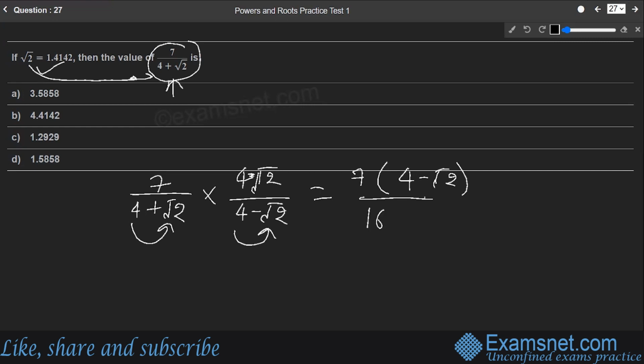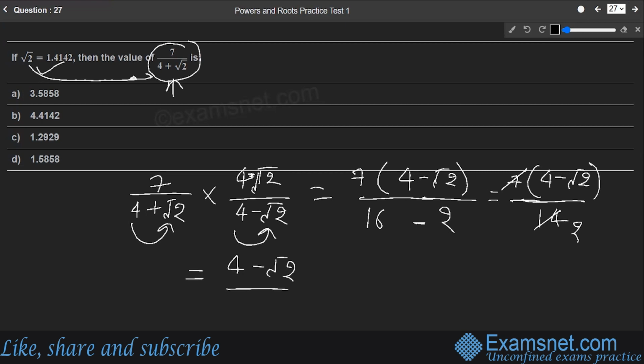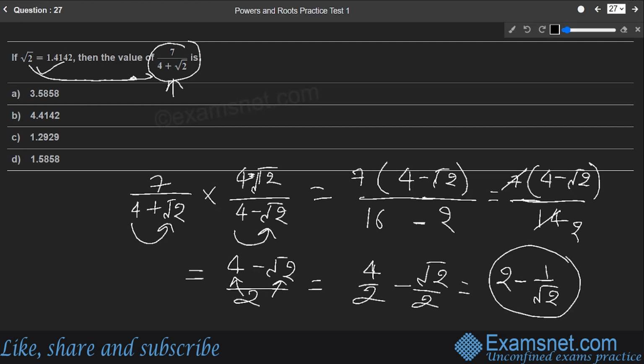So that is going to be 16 minus b square, and root 2 square is going to be 2. So it becomes ultimately 7 into (4 minus root 2) over 16 minus 2, which is 14, and this 7 can cut this 14 by 2. So we are left with (4 minus root 2) upon 2, which is nothing but, if we divide both the numbers by this 2, 4 by 2 minus root 2 by 2, which is nothing but 2 minus 1 upon root 2. It reaches to 2 minus 1 upon root 2, and clearly we can put the value of root 2 here and we can get the answer.